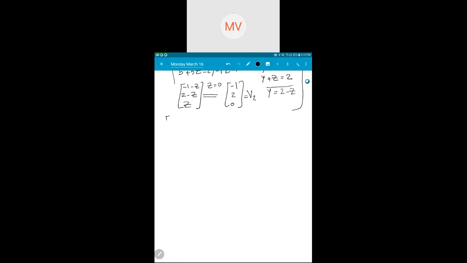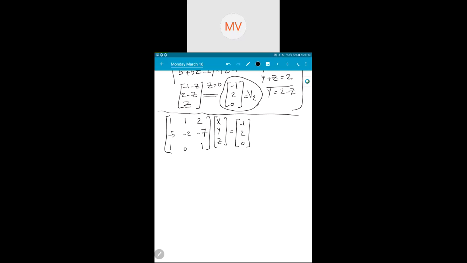So same system. Draw a line. So the system was 1, 1, 2, negative 5, negative 2, negative 7, 1, 0, 1, times X, Y, Z. All right. We set this one equal to, I circled it, negative 1, 2, 0. Okay. All right. Same process.